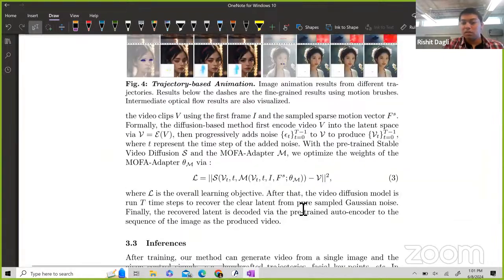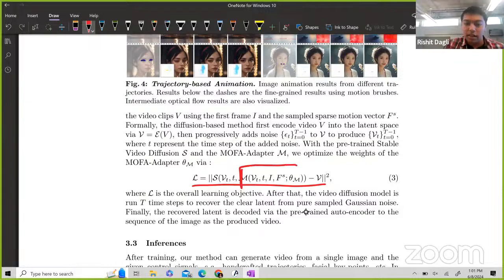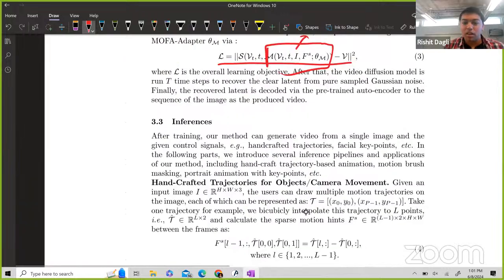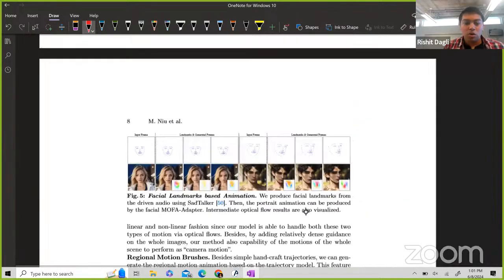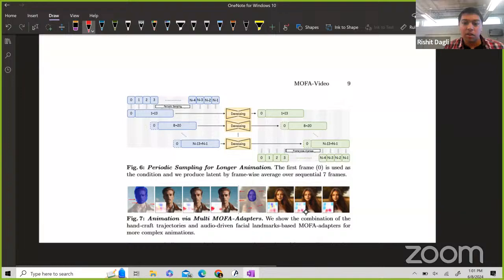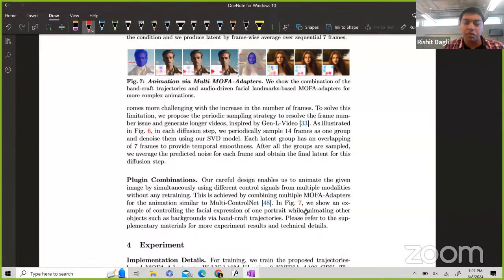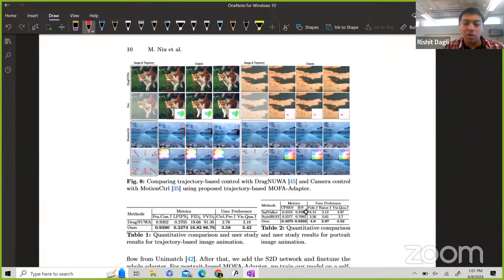And oh yeah, the training is very standard. This is the standard loss. This part is the adapter that is conditional on the initial frame, and you just train these adapter weights. But essentially you use the same loss. And I guess then they have a few results and a bit of evaluation of some sort.